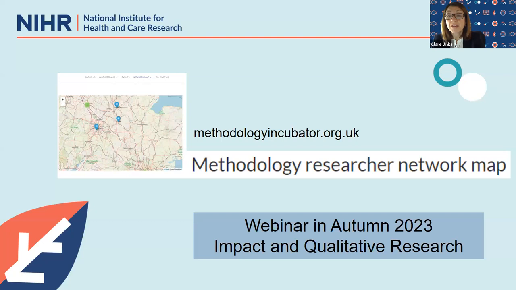The networking team in our incubator work stream led by Dr. Nicola Cornwall have developed a methodology research methods map. Developing networks and opportunities for collaborations were identified as priorities for career development in our launch event last year. So we've developed this networking map. It's now gone live on the Methodology Incubator website. So please do go on and add your details to the map if you're interested in connecting with people who have the same methods interest as you, or even if you're looking to develop expertise in different methods. Please do go onto the website, have a look and add yourself to the methodology research network map.